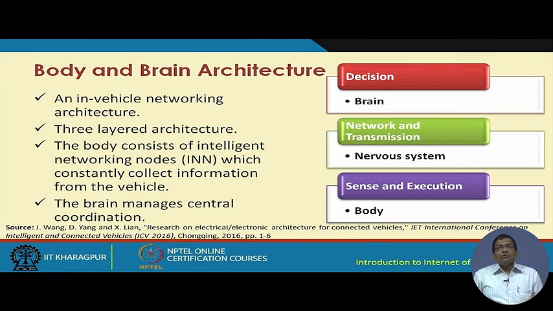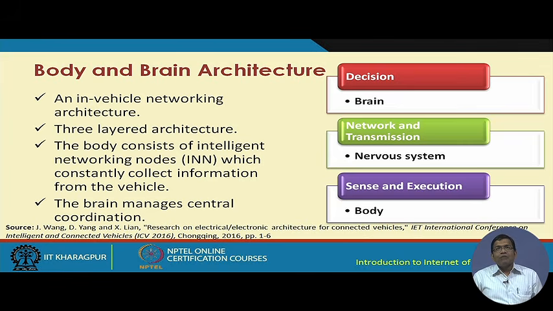Now, we will talk about a very interesting architecture, called the body and brain architecture, that has been proposed for connected vehicles. It is an in-vehicle networking architecture, which is very similar to the architecture of the human body.